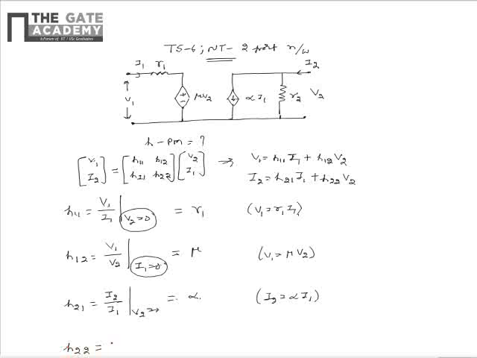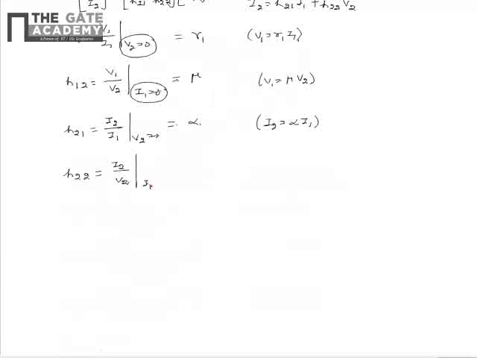Finally, we can write that H22 is equal to I2 by V2 when I1 is equal to 0. That is, in this case, when the input terminals are kept open, we need to find I2 by V2 to get an idea about the H22. And we see that in this case, when the input terminals are kept open, the current of the dependent current source is 0, because of which V2 can be written as I2 R2. So from this we can say that I2 by V2 is equal to 1 by R2.